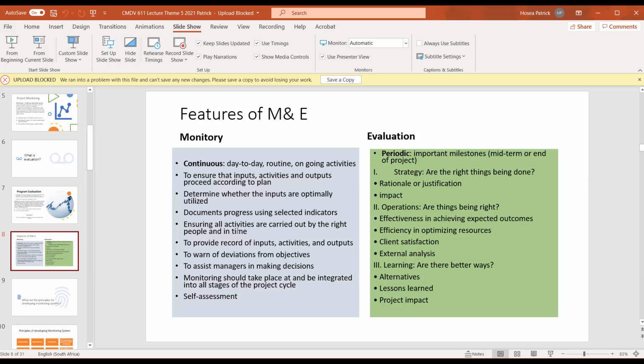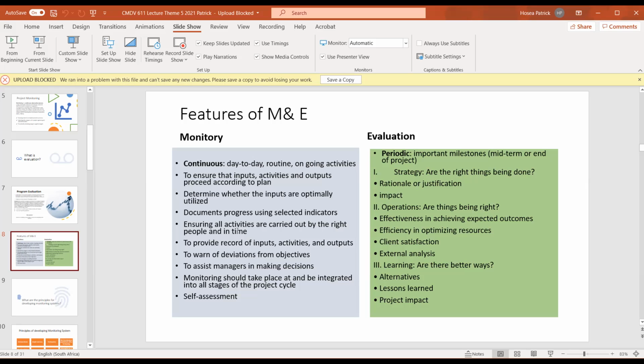And then also in evaluation, you look at learning. There are better ways of doing that thing. Yes, we may be achieving the objective. It may be efficient, but can we be more efficient? If, for instance, we are using 50,000 rands to train 100 people, can we still use 50,000 rands to train 150 people, right? These are things we look at. We look at the alternatives, right?